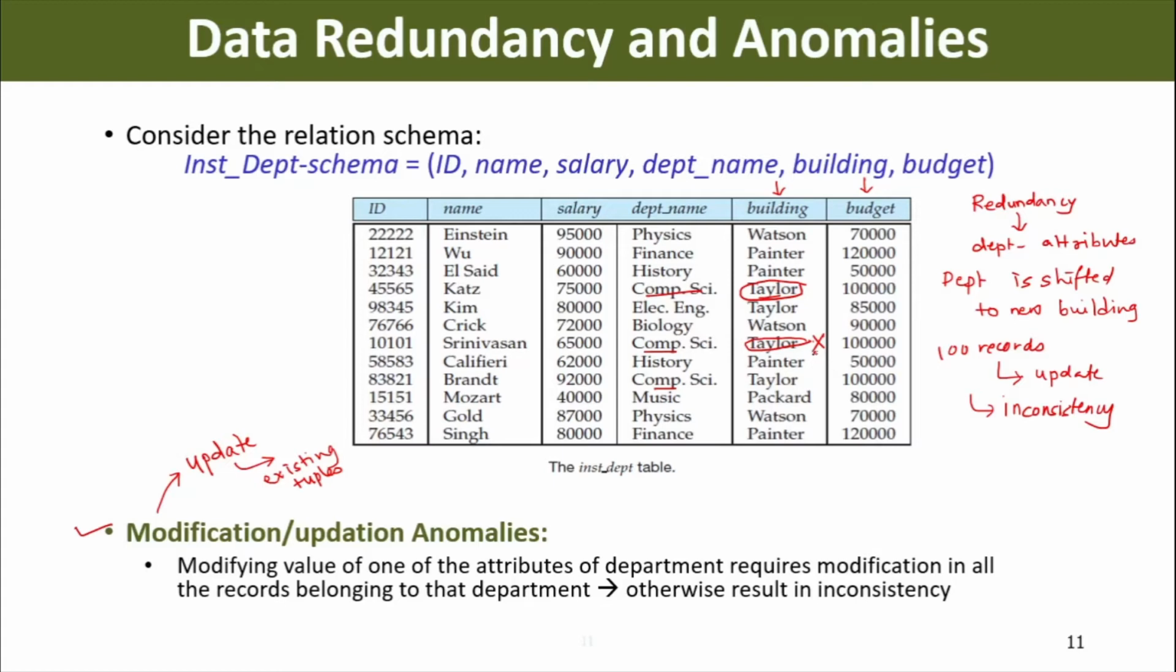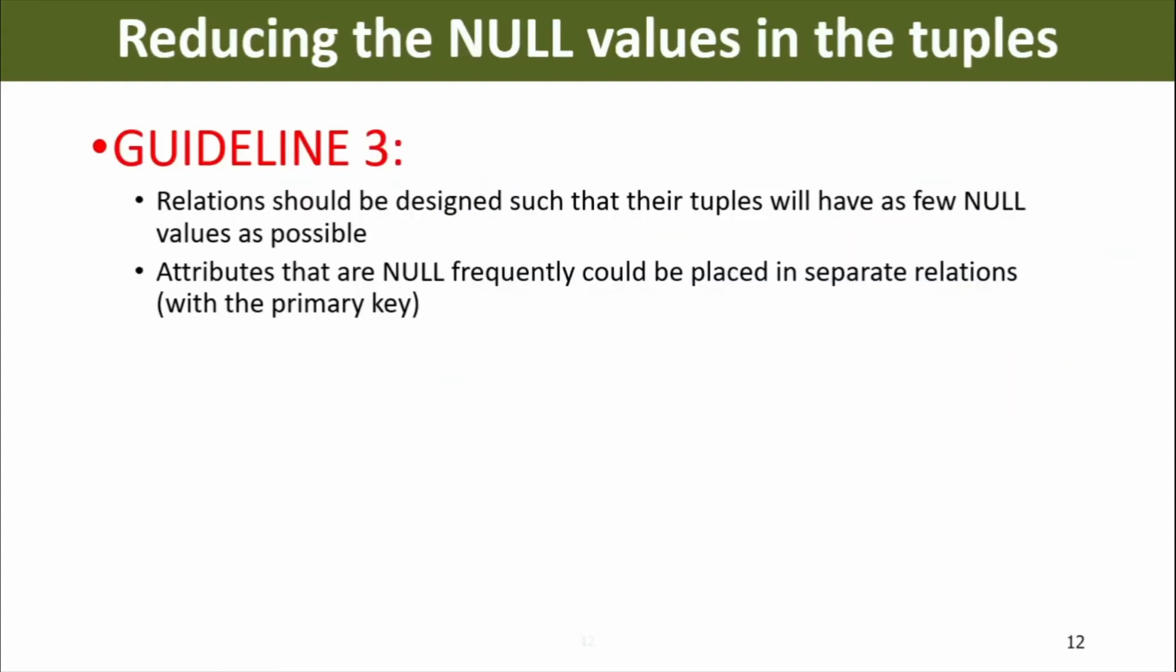And why has this happened? Because we are having redundant data, and by mistake, instead of updating all those tuples, we have updated a few tuples and we have skipped a few tuples, right? So modifying the value of one of the attributes of the department requires modification in all the records belonging to that department. Otherwise, we may have inconsistency in the result.